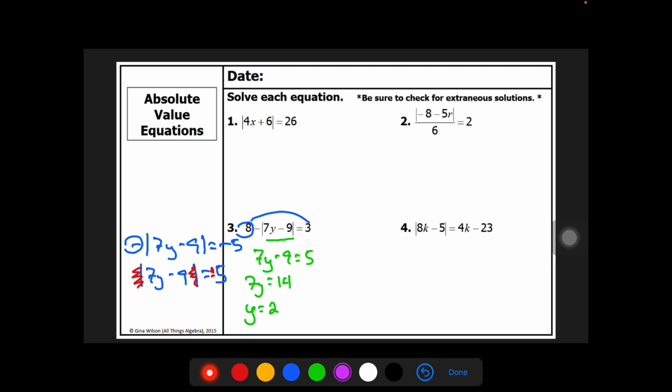Next solution, 7y minus 9 equals negative 5. Add the 9 over to the other side. 7y equals 4. Divide by 7, y equals 4/7.